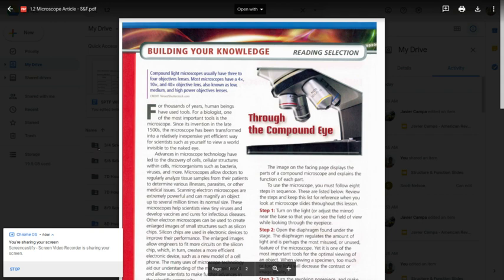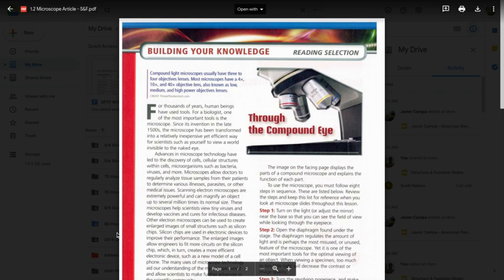Hello, learners. We're going to be talking about a compound microscope today, and I'm going to read to you the article Through the Compound Eye. This is from the unit Structure and Function.